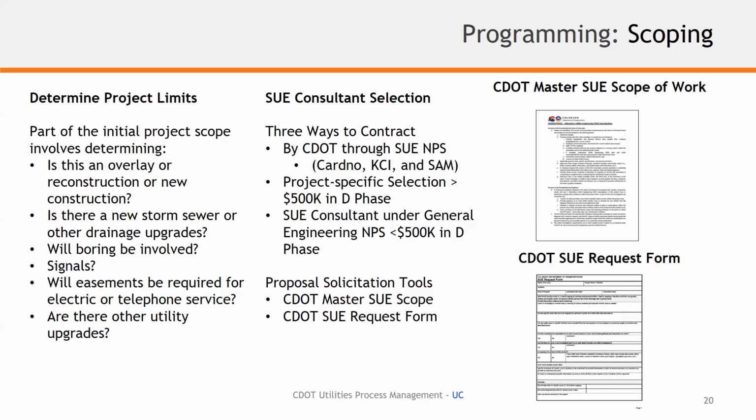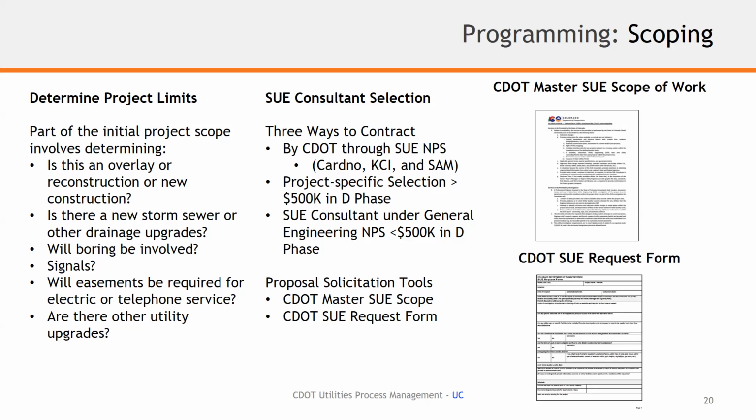And again, refer back to your region utility program managers for support on identifying whether or not you're going with the correct NPS, and have SUE available in there. They can help you with that, and also engineering contracts can help with identification of SUE services within those general engineering NPS contracts. Also available to everyone are a couple of handouts.